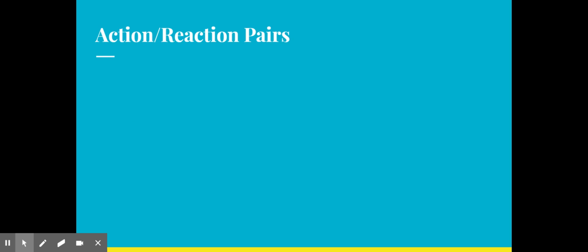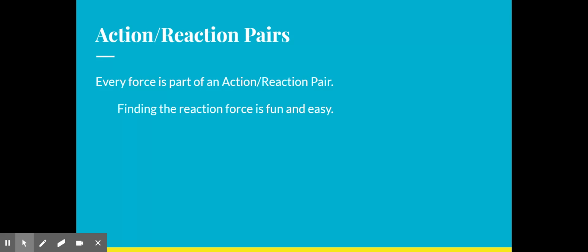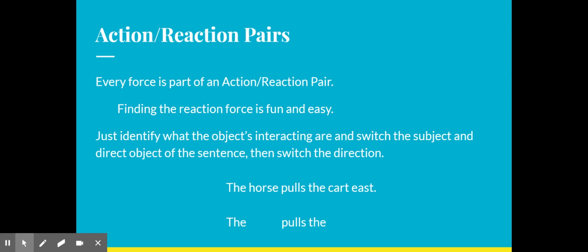So when we talk about an action-reaction pair, finding them is actually not hard. We just have to figure out, if we write down what's going on as a sentence, we take the subject of that sentence and the direct object of the sentence, and then switch them. So we switch subject and direct object, and then we switch the direction to the opposite way.